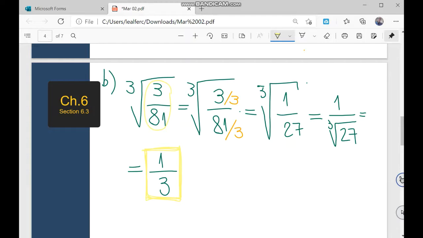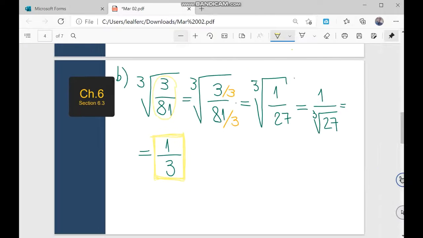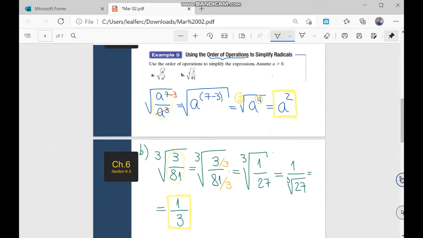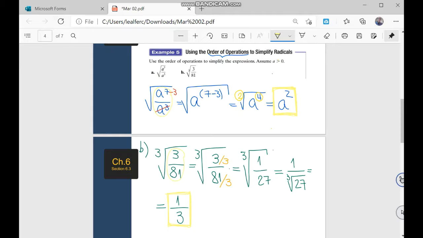Okay, let me zoom out and show the whole thing, everything that we worked. Tell me, do you have any questions? Do you think we can apply that kind of thing on the quiz? We have more examples or questions similar to this one on the quiz. If you have questions, you can ask me now, or even later during the quiz.